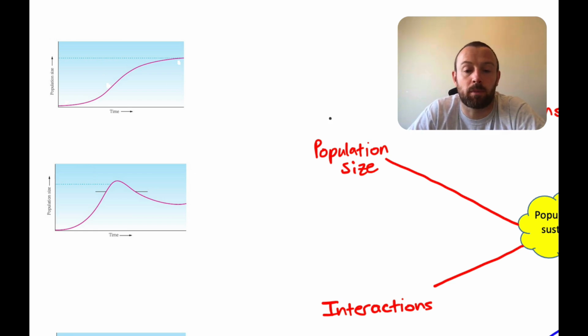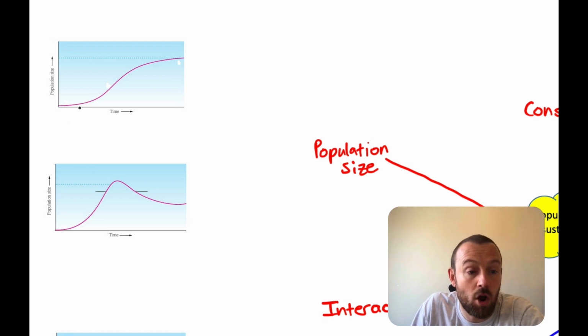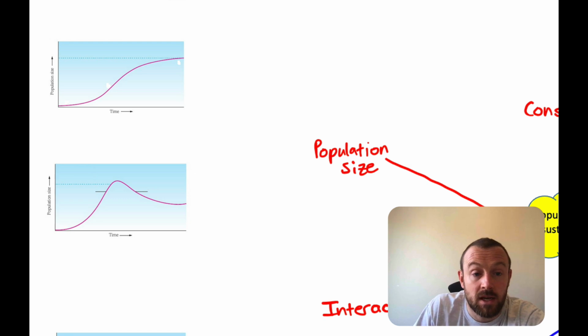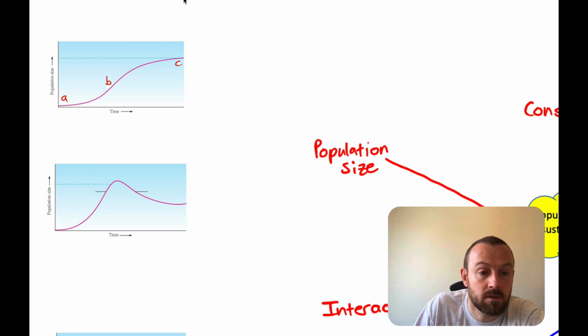When we're thinking about population sizes, it's helpful to think about a population arriving in a new area. So let's say that this is the population size over time of a species that lands in a new area. That species will go through three phases of population growth. It'll go through phase A over here, B, and C. And these phases are characterized by different things. So A is going to be the lag phase.